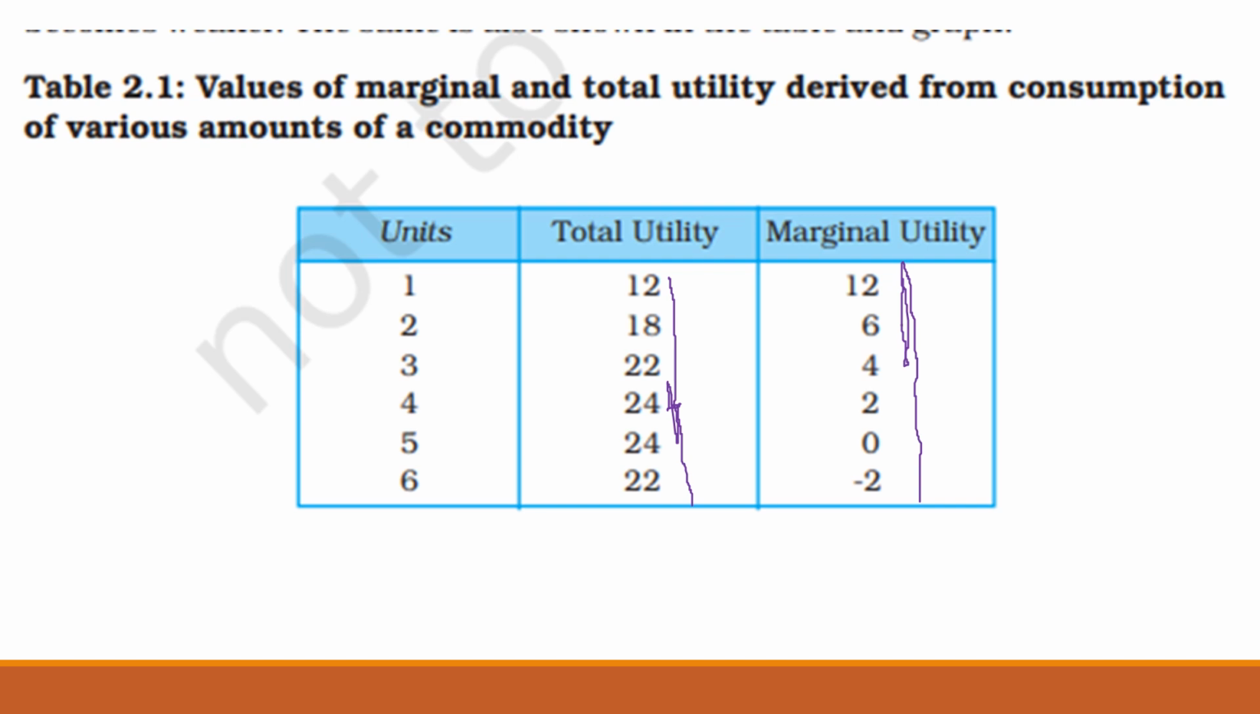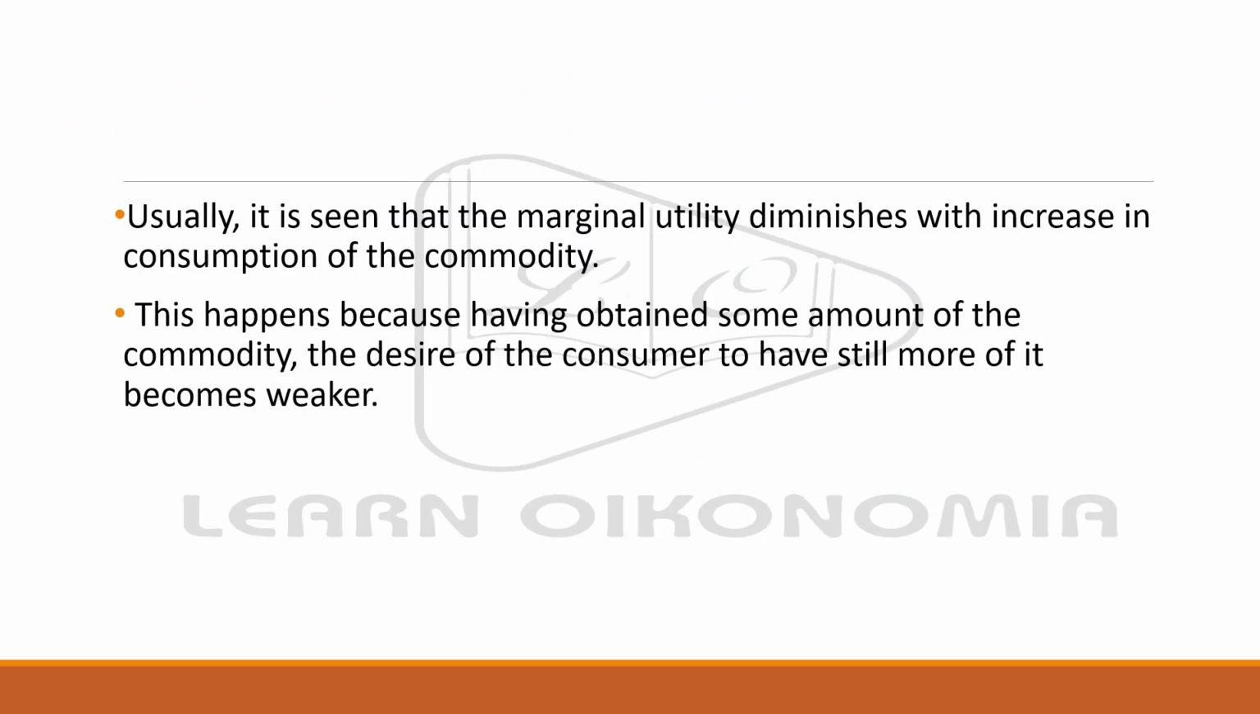The total utility initially increases, then it becomes constant, and then it falls. But the marginal utility is something that would be declining continuously. That is what you can understand from the table. So the marginal utility, as we have seen in the table, would diminish continuously, and this would diminish with the increase in the consumption of the commodity. Once you move from the first unit of consumption to the second unit of consumption, the MU would fall.